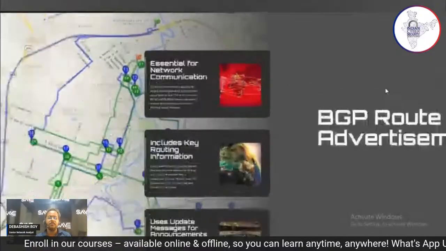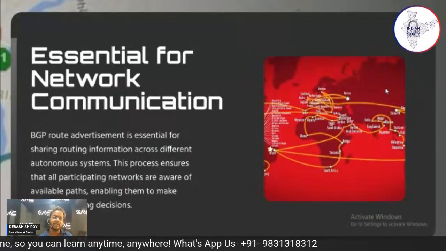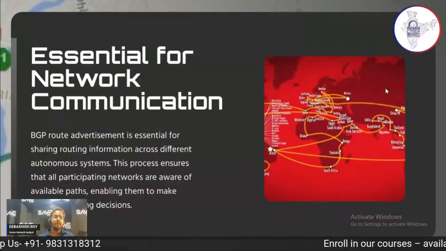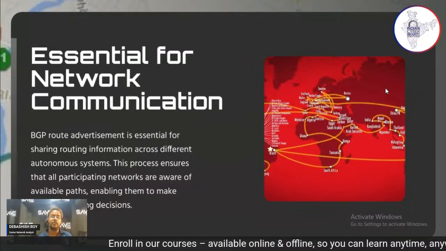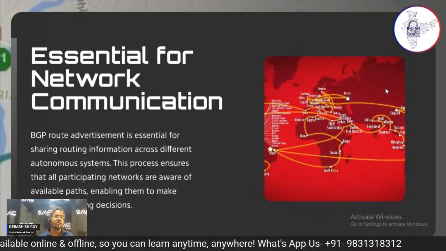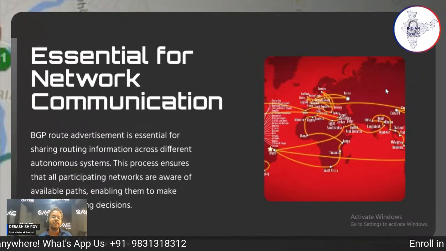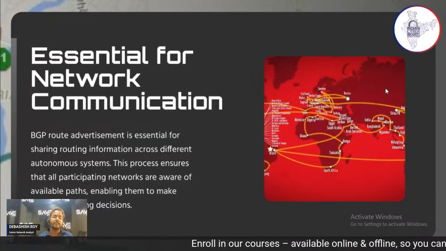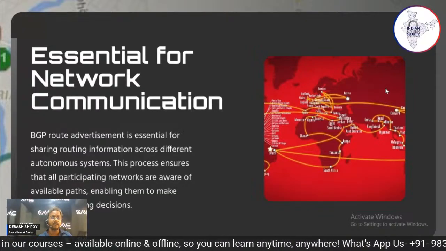Now, in case of BGP route advertisement, what do we mean by that? It is essential for network communication when you are exchanging routes with other internet routers or internet backbone routers. It is very important because the network layer reachability information, NLRI, is exchanged with the other BGP peers. BGP route advertisement is essential for sharing routing information across different AS's. The internet is divided into different AS's, as we know, and BGP is responsible for sharing the information across the AS's. The process ensures that all participating networks are aware of available paths and can make suitable decisions to reach the destination.